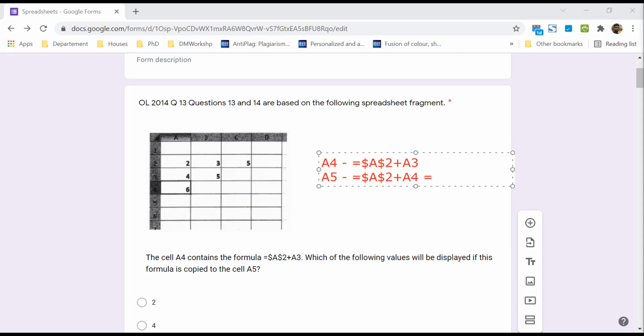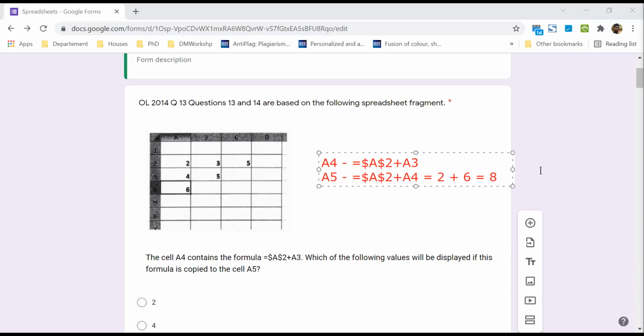So $A$2 is 2 plus, isn't it? $A$2 is 2. And then A4. What is A4? 2, 4, 6. So we have 6, right? We have 6. That means, right? Answer should be 2 plus 6 is 8.